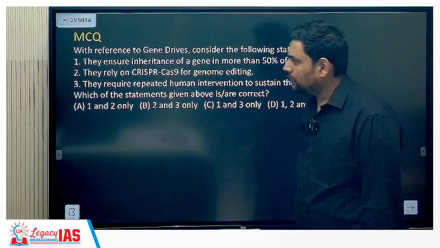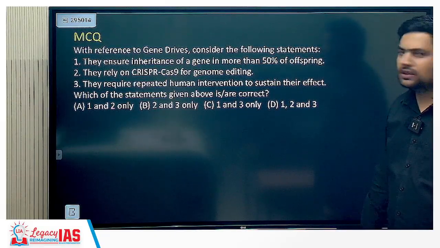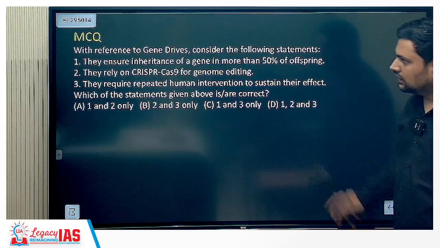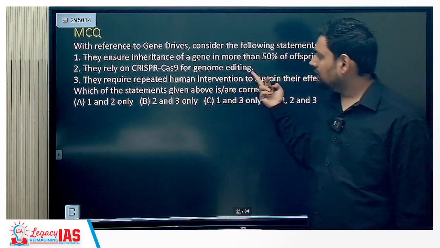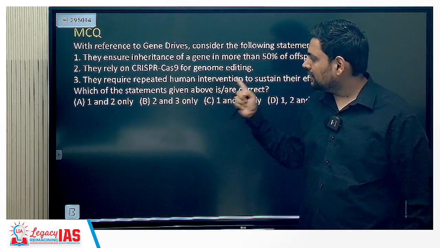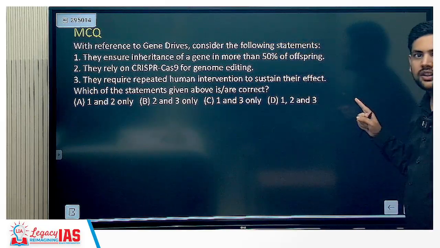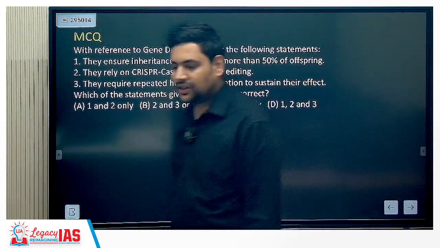Gene drives, what do you think? They ensure inheritance of a gene in more than 50% of offspring. What do you think? Is this correct? Absolutely correct. Then they rely on CRISPR-Cas9 for genome editing. Yeah, in most cases, but maybe. Then they require repeated human intervention to sustain their effect. Is this correct? No, they don't require human intervention repeatedly.